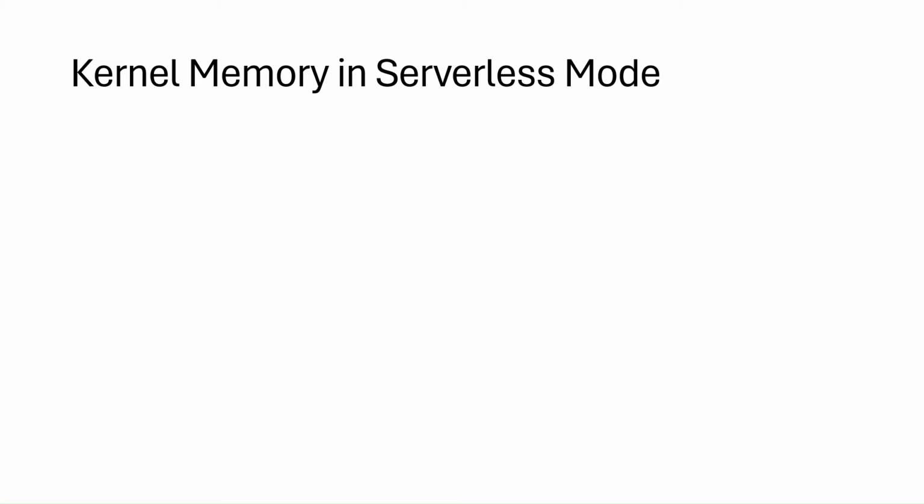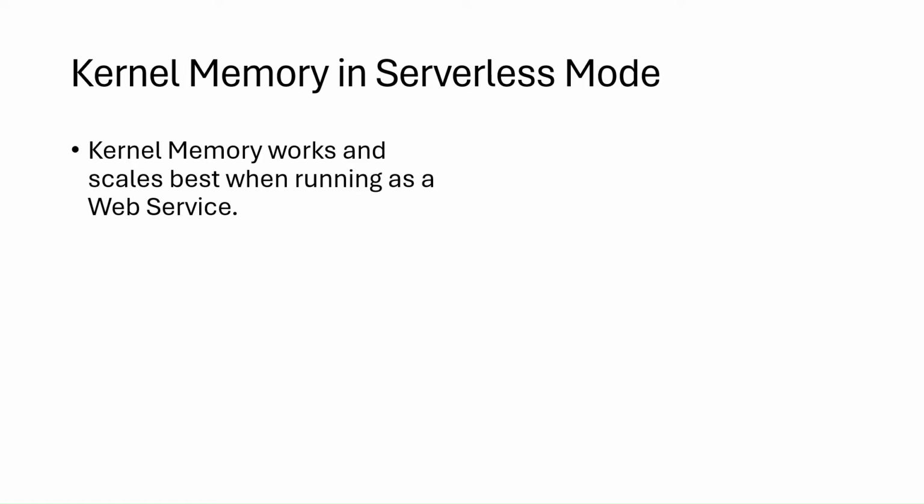So in this video, I'm going to show you how we can get started with Kernel Memory, and we'll talk about 2 specific methods that we can use: serverless mode and then using Kernel Memory as a web service. Now, Kernel Memory works and scales best when we're running it as a web service. This allows us to ingest thousands of documents and information without blocking our application. However, when we're just getting started with Kernel Memory, we can use it in serverless mode, and this embeds a memory serverless class in our .NET application.